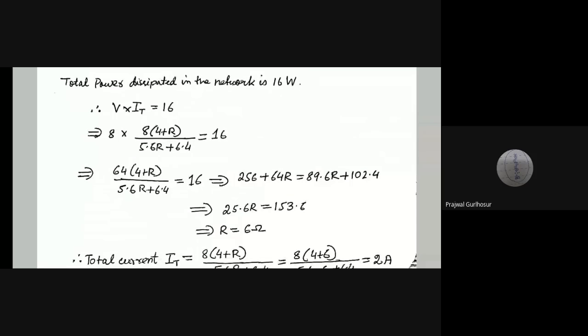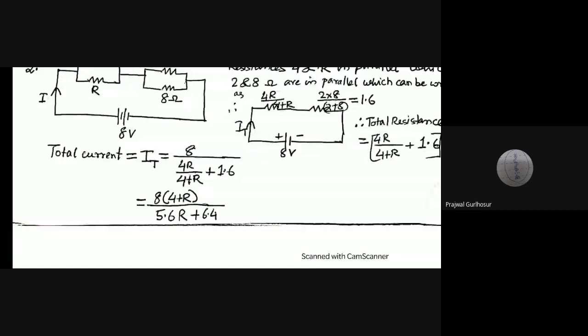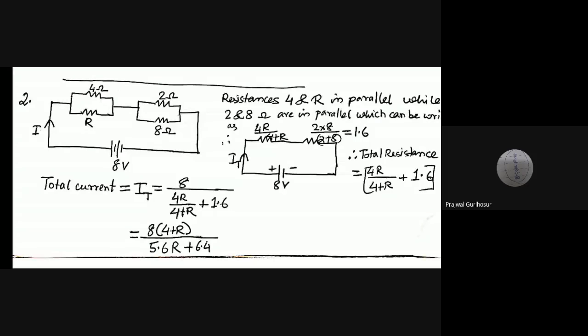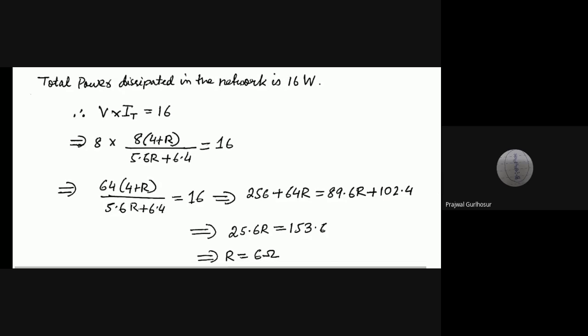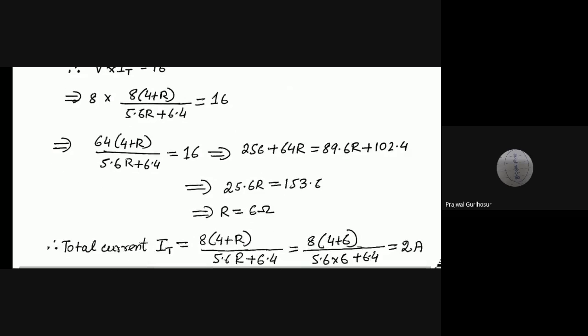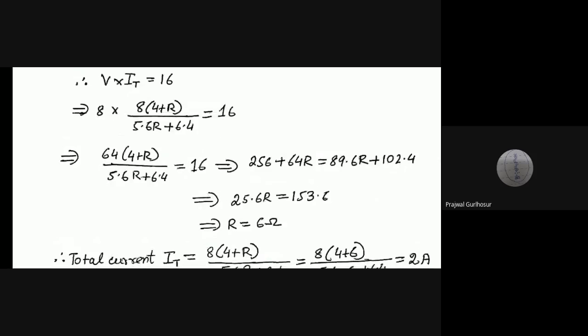Okay, so 16 watt is basically voltage into current. V I equals power. So power is given, that is equal to V into I. So V is our 8 volt supply, and I_T is the total current that we just found out here. This was the total current. So total current multiplied by this voltage of 8 volt is the power, 16 watt, that is given. So this will be our equation, and by getting this equation you can solve for the value of R, and solving for the value of R, the answer is 6 ohm.